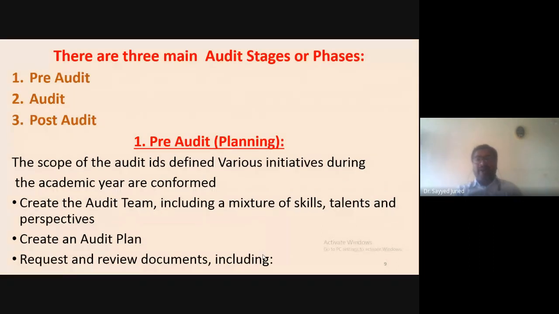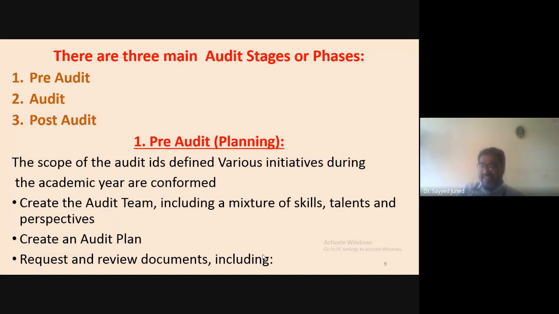So in this audit, we have 3 main stages: pre-audit, audit, and post-audit. We have to understand what the pre-audit, audit, and post-audit are. It is easy to understand these three phases or stages. The audit is divided into 2 parts. We can once again explain that.